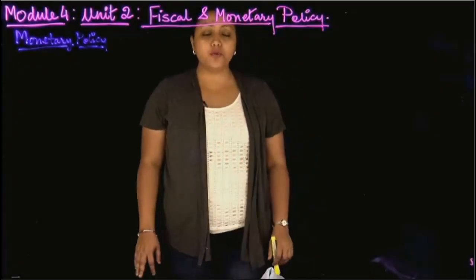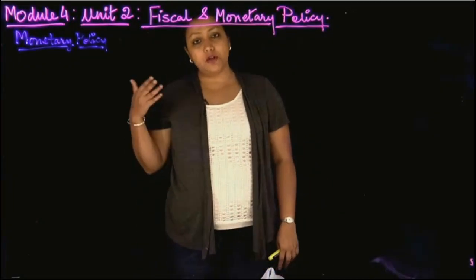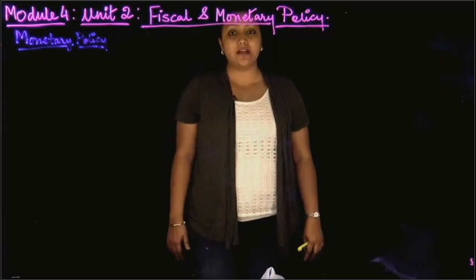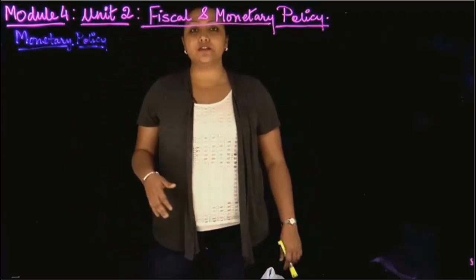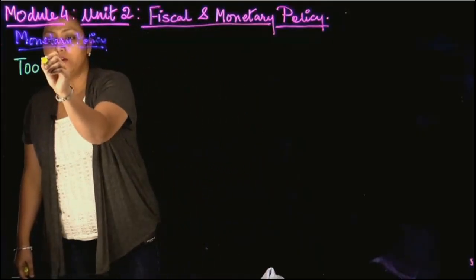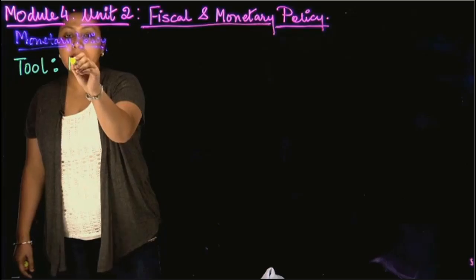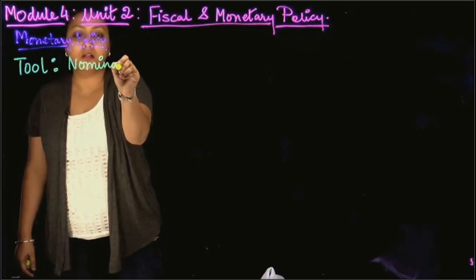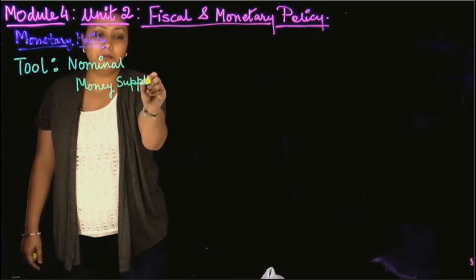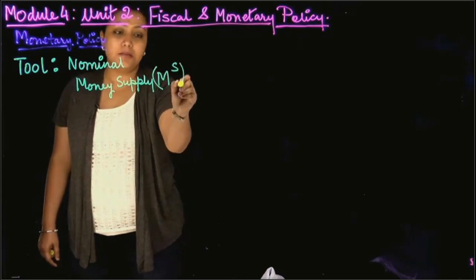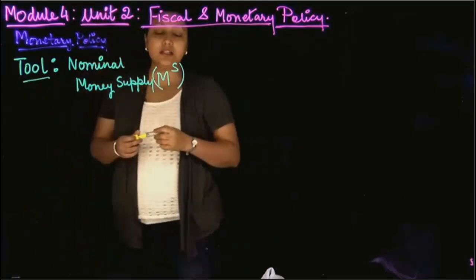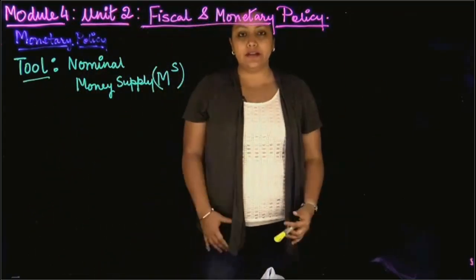So the monetary policy works through the same logic as the fiscal policy. That means it affects the aggregate demand, or the demand side of the economy, but there is a basic difference between the fiscal and the monetary policy. In case of monetary policy, there is just one tool, and that is the nominal money supply in the economy, where the nominal money supply is denoted by MS. So the tool for monetary policy is basically the amount of money that is circulating in the economy.